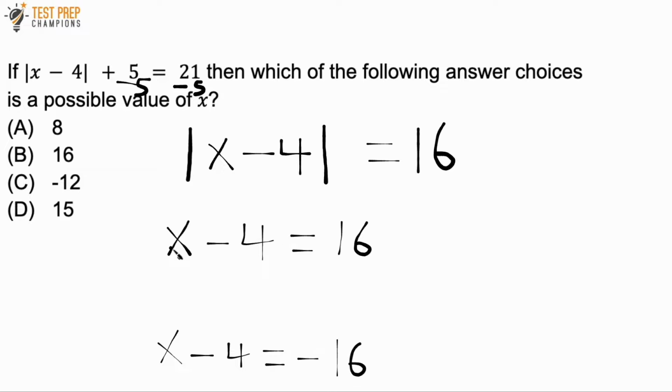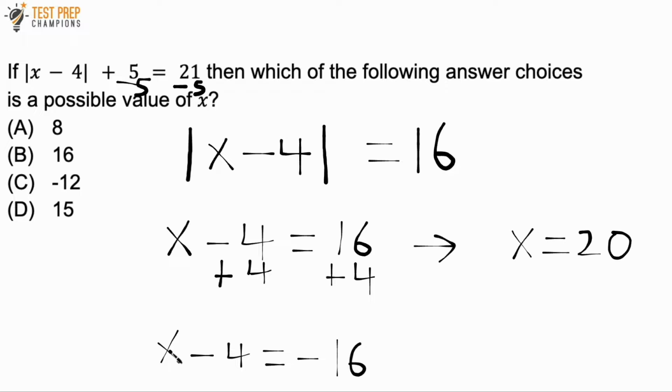So let me start with the first case here. So x minus 4 equals 16. How would we solve this for x? In other words, how would we get x by itself on one side of our equation? Well, we want to add 4 to both sides here, right? So if I do that, here's what we'll see. We'll see that if x minus 4 equals positive 16, x equals 20.